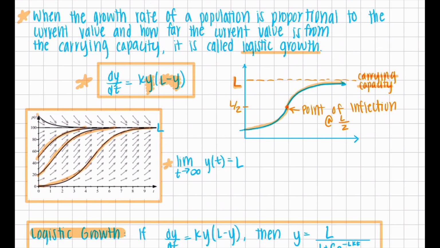I also want you to notice that I could have an initial value that's above the carrying capacity. So for example, let's say we have a pack of wolves and we have too many wolves for the environment. Some of those wolves are going to die off and you're still going to reach that carrying capacity. So we could have an initial value above the carrying capacity.